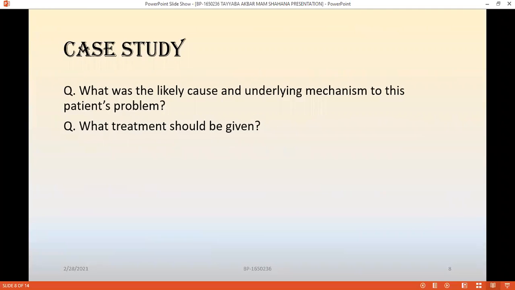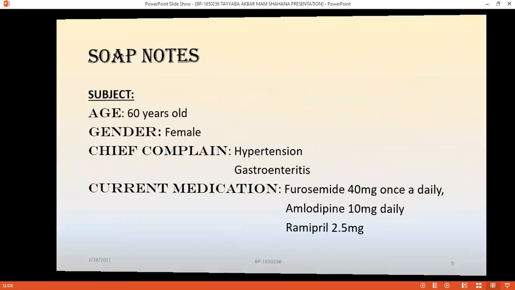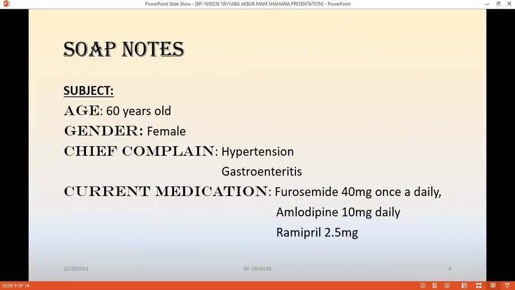What was the likely cause and underlying mechanism of this patient's problem? What treatment should be given? Firstly, we have to prepare the SOAP notes. In the SOAP note, first we have the subjective, in which the patient is 60 years old and the gender is female. The complaint is hypertension and gastroenteritis, which was later diagnosed.